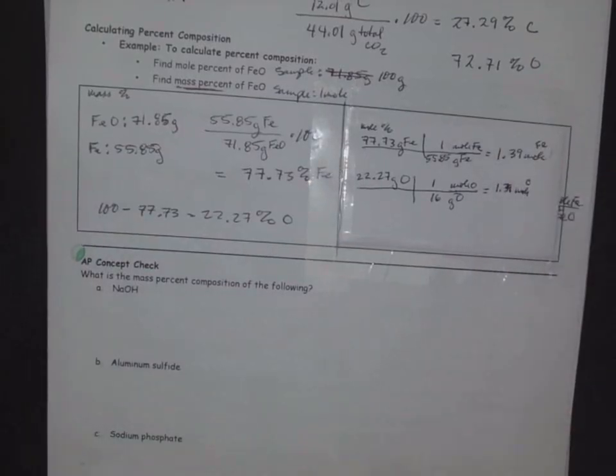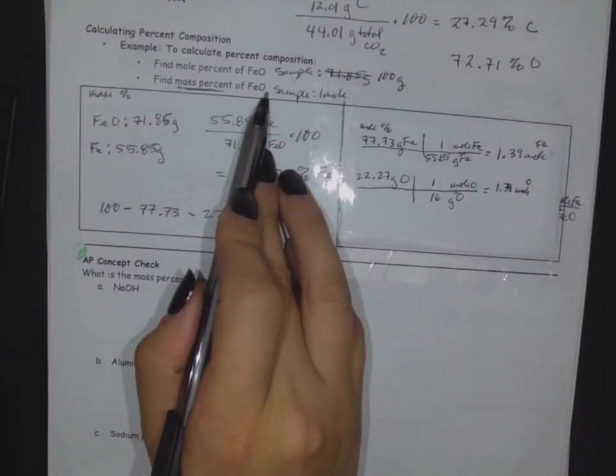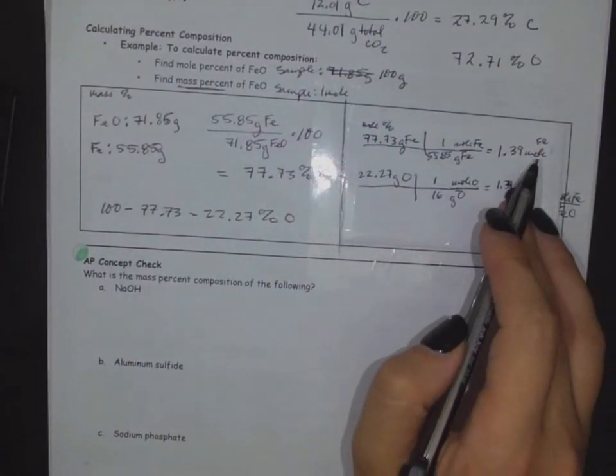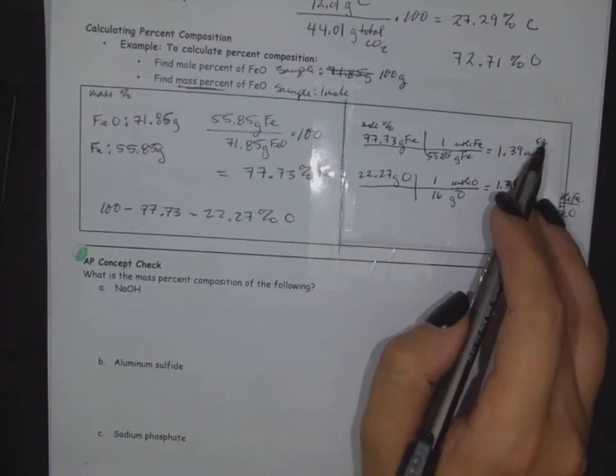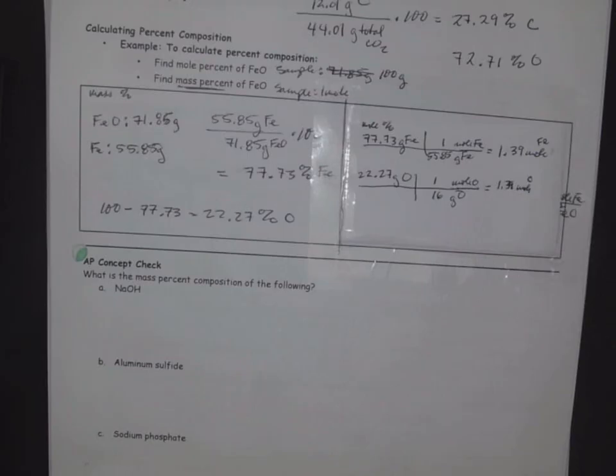Interesting. Now this should make sense because look at this mole to mole ratio. There's 1 mole of iron and there's 1 mole of oxygen. So just like 1.39 moles of iron would give us 1.39 moles of oxygen.